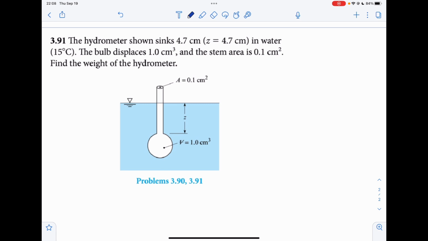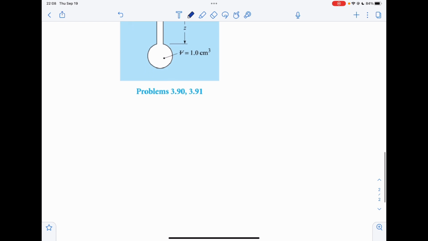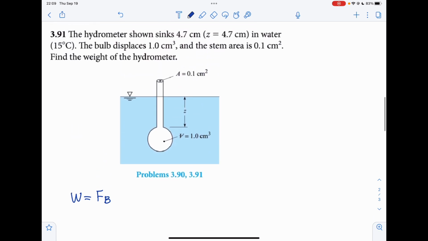So it also gives us the stem area A, which is 0.1 square centimeter, and we are asking to find the weight of the hydrometer. So for this kind of problem, you have the weight, which equals your buoyant force.